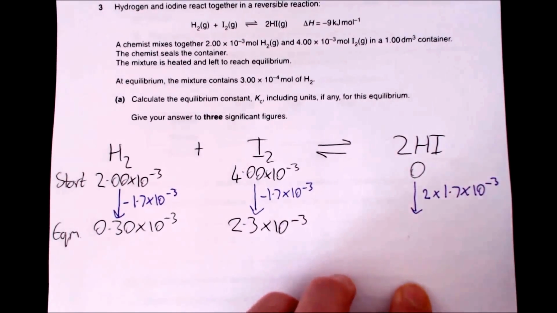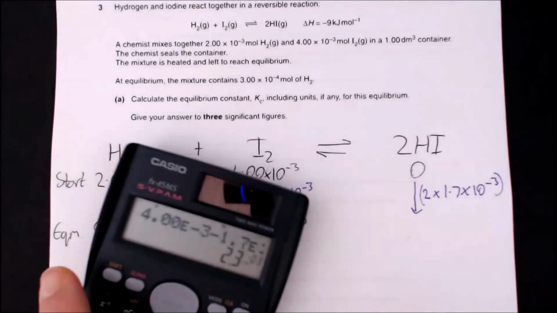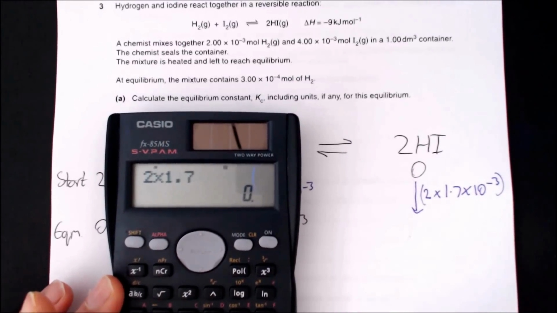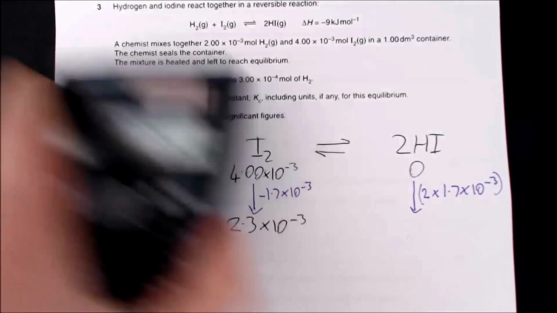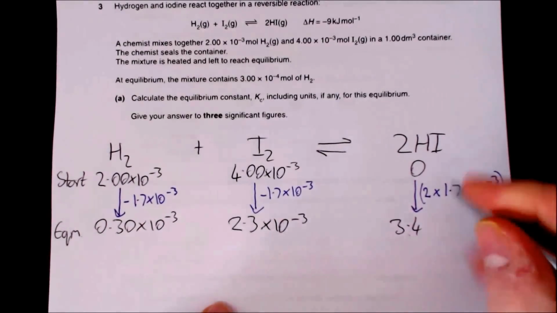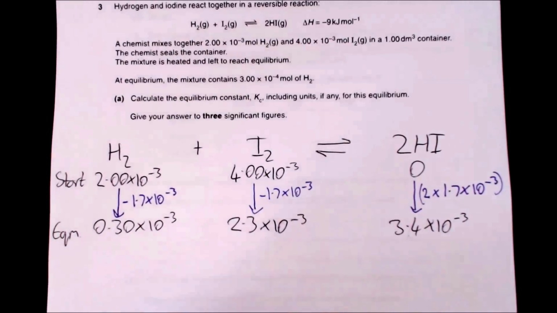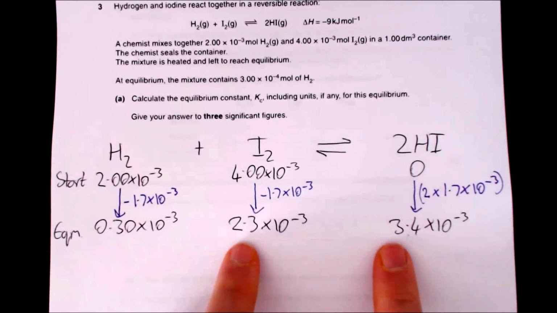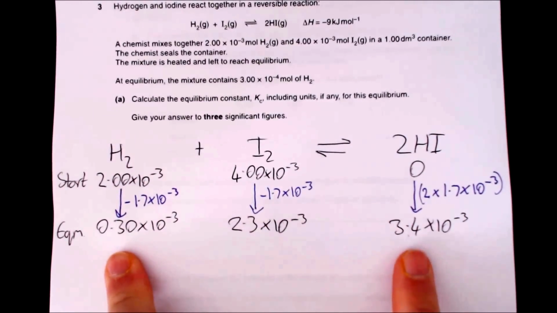Okay, and therefore if we do that, we should find out the number of moles of HI at equilibrium. So we're going to do 2 times 1.7 times 10 to the minus 3, and that gives us 3.4 times 10 to the minus 3. So we'll put that in there: 3.4 times 10 to the minus 3. Okay, so here's our equilibrium values. So equilibrium of H2, how much we have of I2 and how much we have of HI.